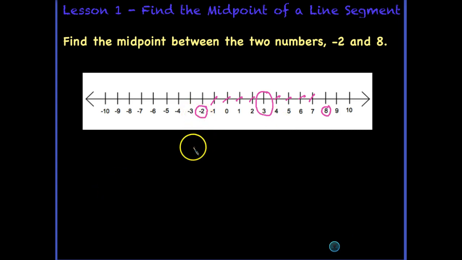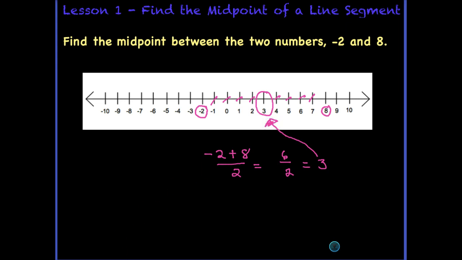If I take the average between any two numbers, all I have to do is add them together, -2 plus 8, and divide by 2, and I have the average. So let's see what that gets us. -2 plus 8 is 6. And 6 divided by 2 is 3. And that's what we got.